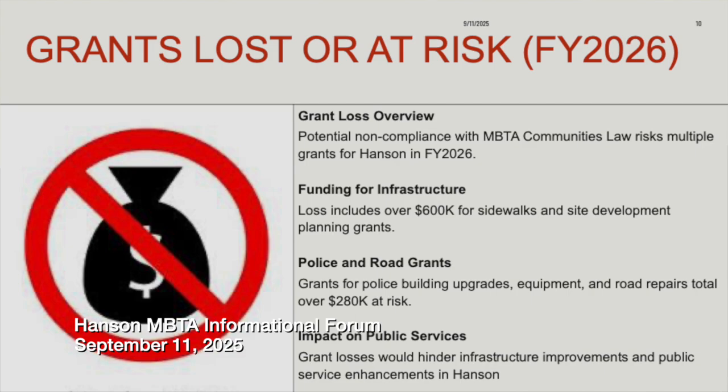And with the grant loss overview, the potential non-compliance with the MBTA Communities law risks multiple grants for Hanson in FY26. Funding for infrastructure: the loss includes over $600,000 for sidewalks and site development planning grants. Police and road grants, for police building upgrades, equipment, and road repairs, total over $280,000, which is at risk. And the impact on public services: grant losses would hinder infrastructure improvements and public service enhancements in Hanson.